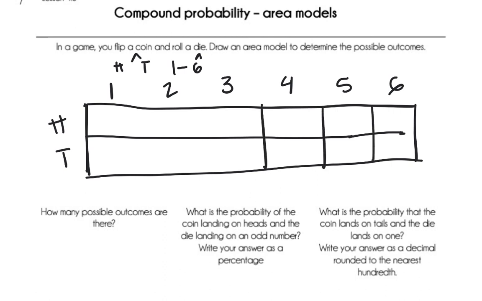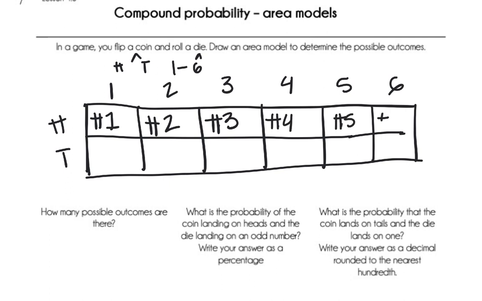So I'm going to draw an area model. The combinations are that it lands on heads and the die lands on 1. The coin lands on heads, the die lands on 2, heads 3, heads 4, heads 5, and heads 6. Then the bottom row is that the coin could land on the tail side, and the die could land on 1. The coin could land on the tail side, the die could roll on 2.